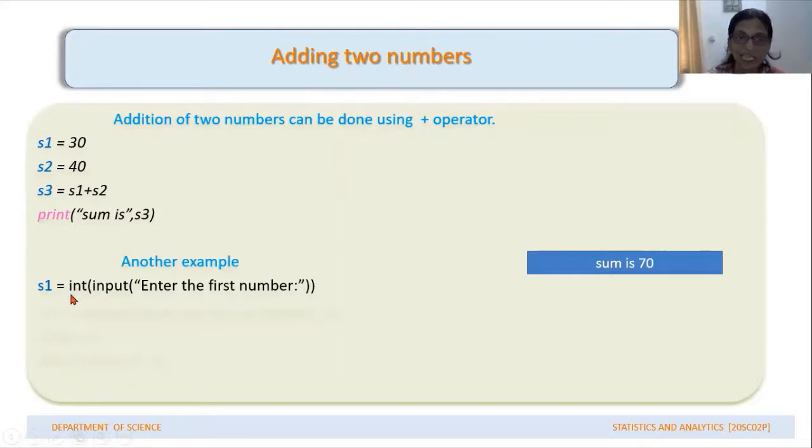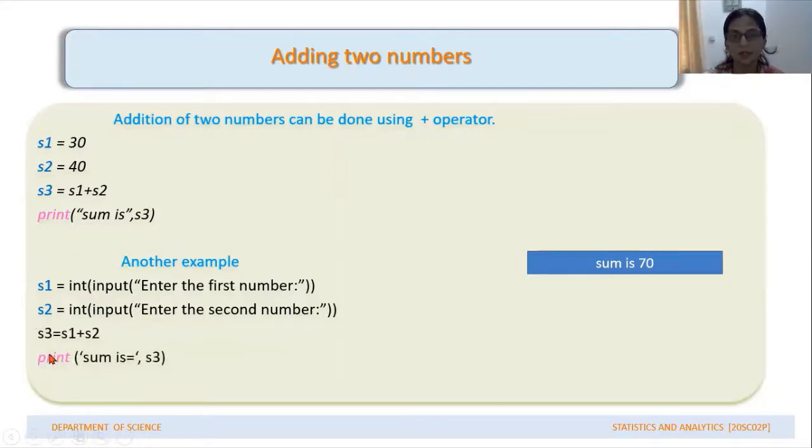So we'll have to use int, bracket, input, then we'll write the prompt string there. In the same way, we'll prompt the user to enter the second number using the input function. Along with the input function, we'll use the keyword int, because the entered value should be considered as an integer. Next, we are going to add these two numbers and store the answer in another variable, that is S3. And finally, we are going to print the result. Print S3, and your answer will be displayed on the computer screen.